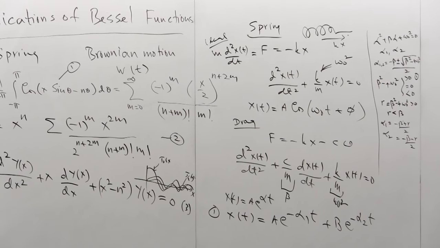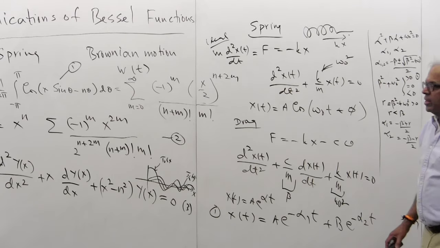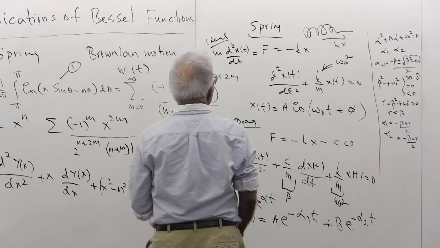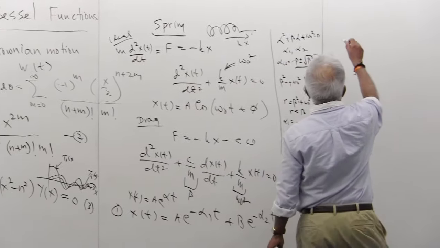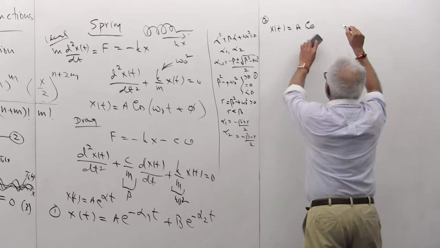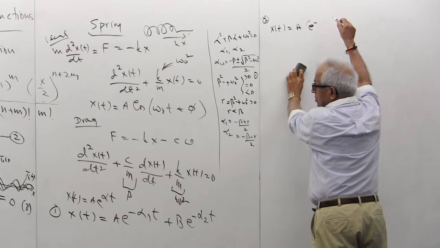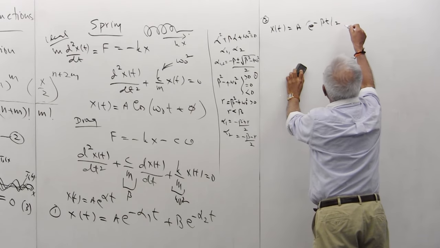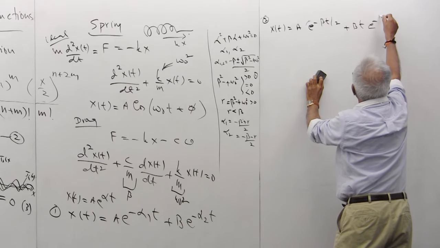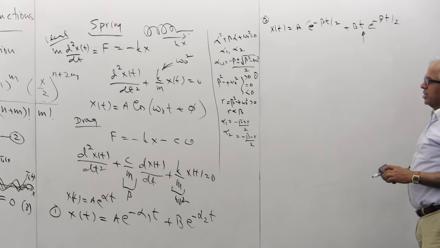Now if it is critically damped, gamma is 0. So both alpha 1 and alpha 2 are just minus beta by 2. Then you again try to find another independent solution, and that turns out to be, in the second case, a e raised to minus beta t by 2 plus b t e raised to minus beta t by 2. So this will be an independent solution. You can check it out.